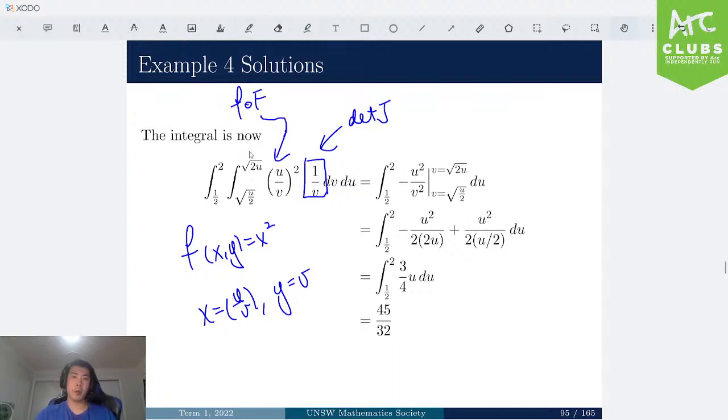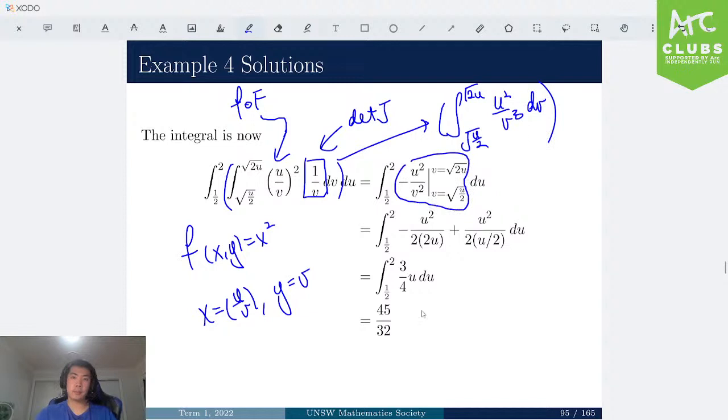Okay. We evaluate the integral on the inside first in terms of v, right? So this would become the integral from root u on 2 to root 2u of u squared on v cubed dv. Okay? And we would evaluate that, and we end up getting this. Then we plug in our root 2u and root u on 2. Okay, we simplify this, and we end up getting 3 on 4u. Then we finally evaluate the outer integral this time, from half to 2, and we end up getting 45 on 32.